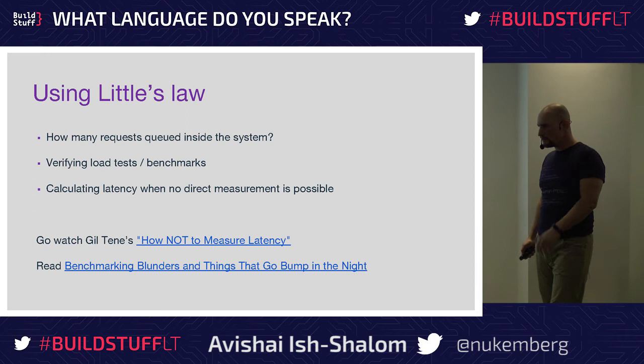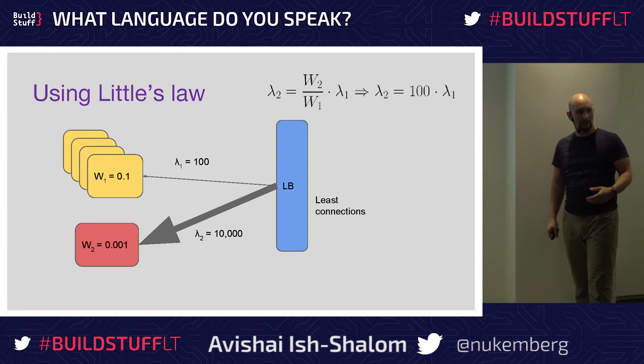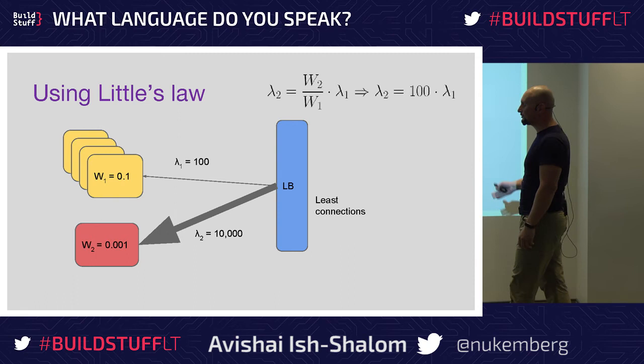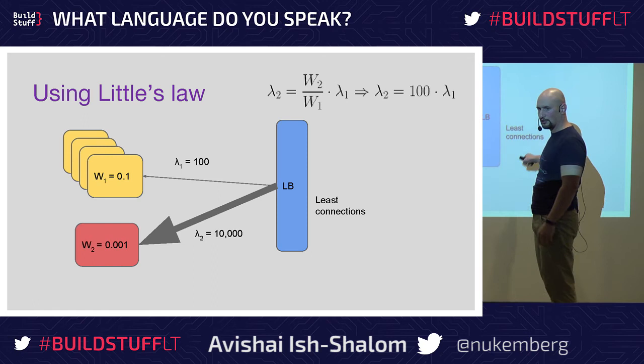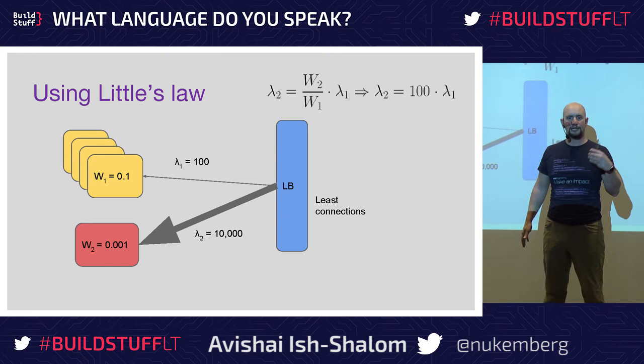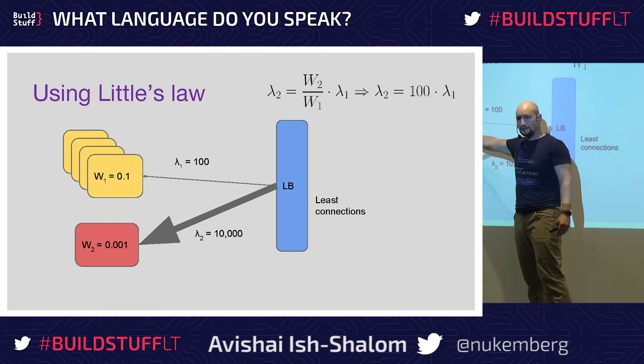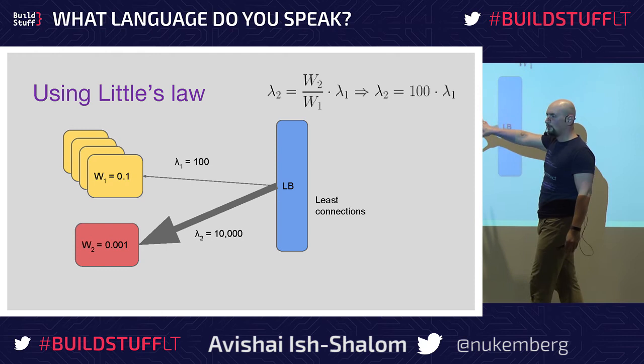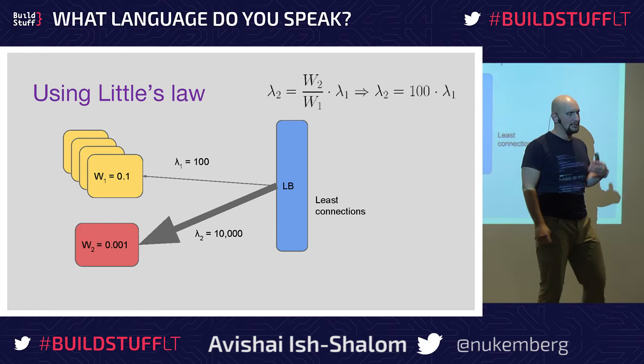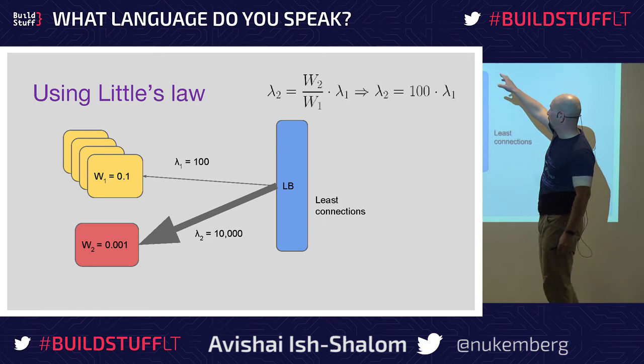So let's give an example of stuff that we can learn by analyzing systems using Little's law. Let's say we have a cluster of machines, and one of the machines is failing, and we have a load balancer using the least connections algorithm. When a machine fails, it starts returning errors very, very fast. Usually, let's say that the latency here is 100 milliseconds, 0.1 seconds, and this is the normal latency, and when a server starts returning errors, it would return errors very fast, let's say 1 millisecond.